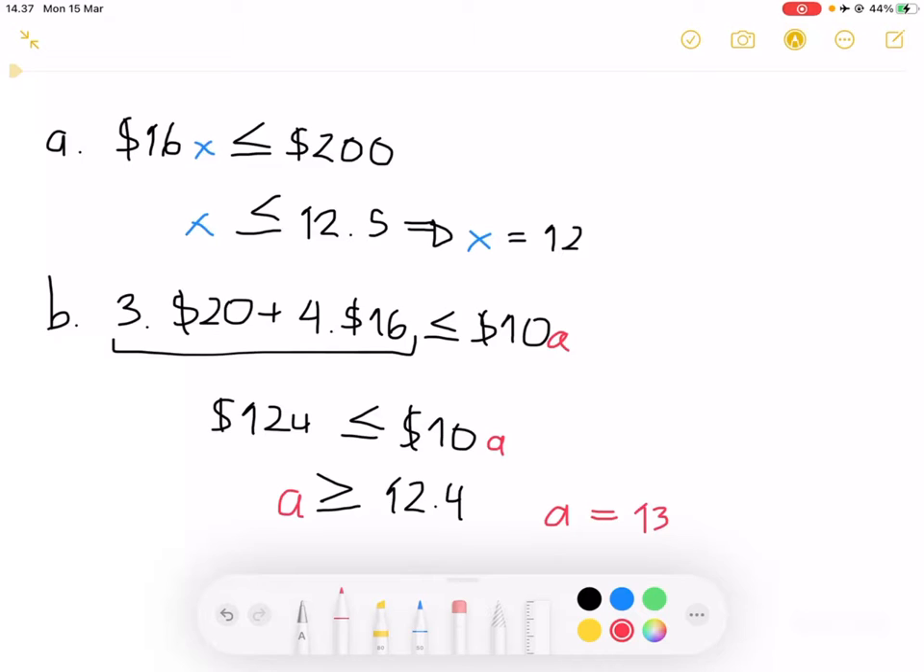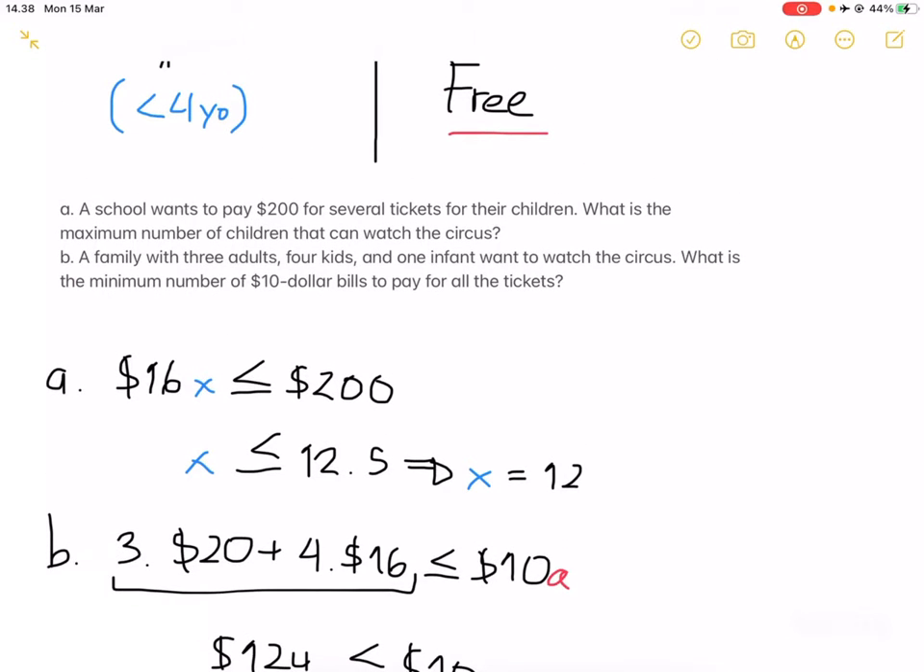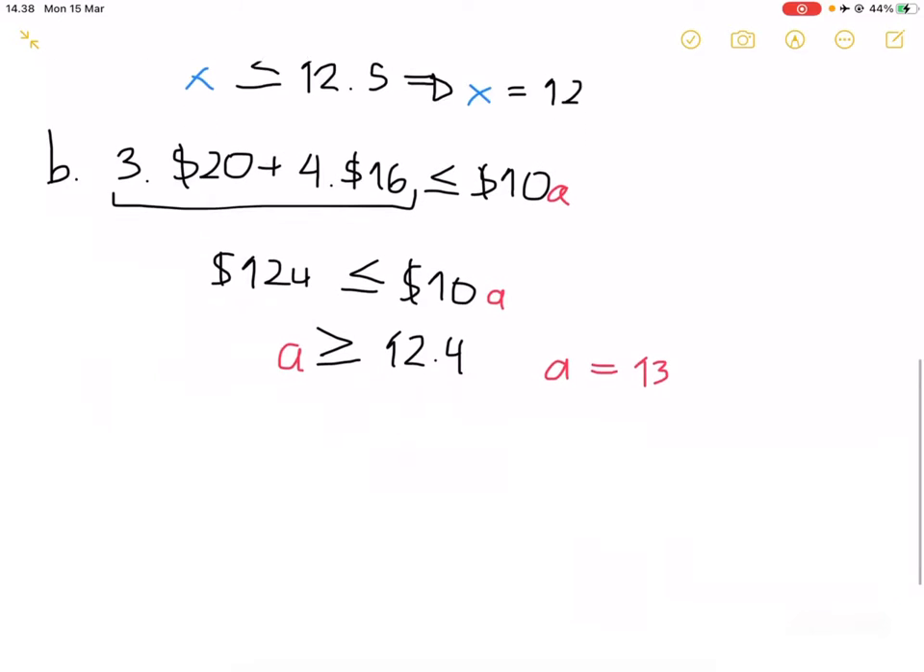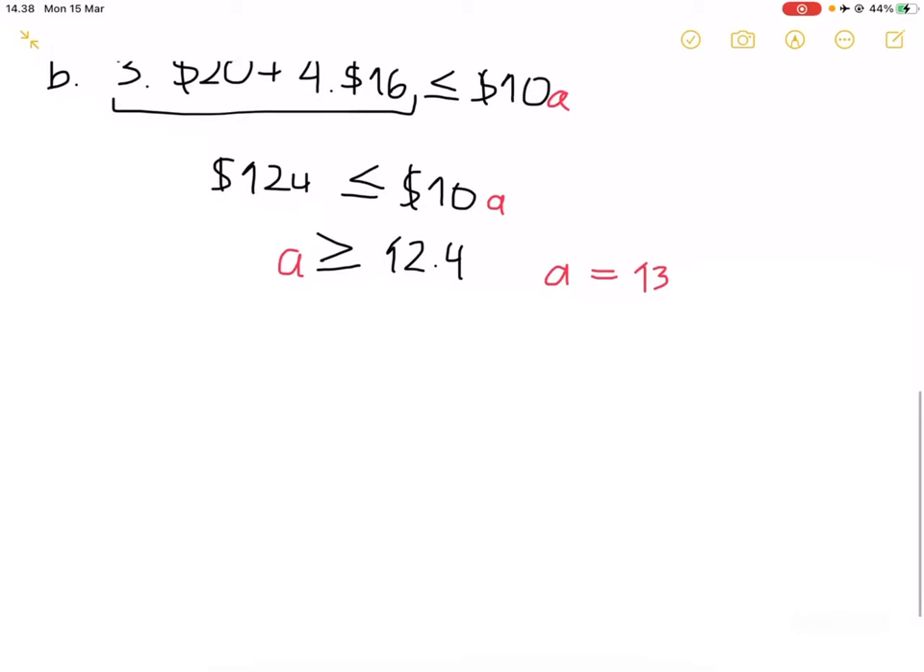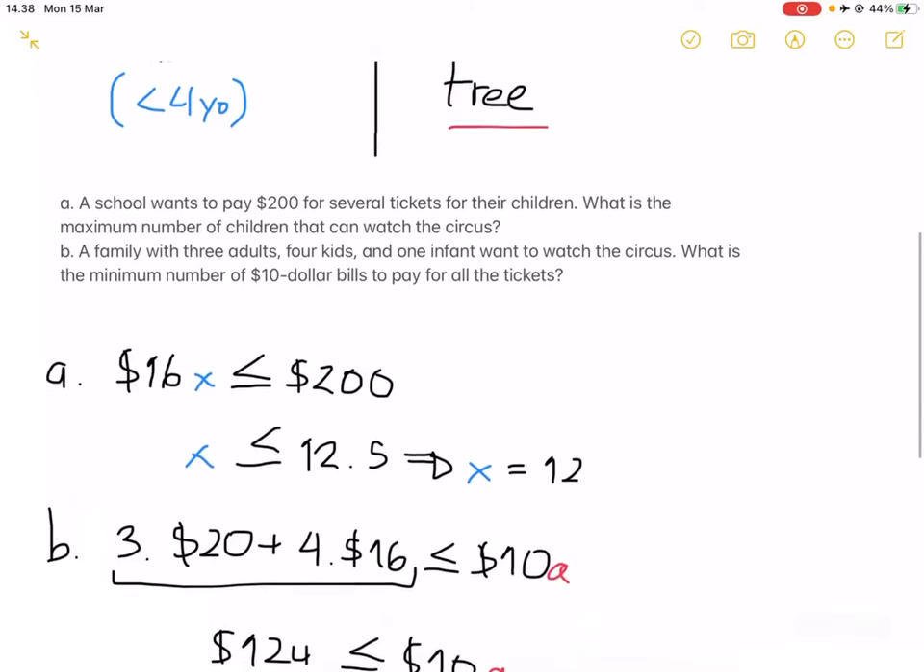And why integer? Well, it won't make sense if you have half a $10 bill. Suppose you have a $10 bill and you cut it in half. Or if you have pi of a $10 bill, that makes even less sense. So we're supposing that the number of dollar bills is an integer, so we suppose that A is equal to 13. So the minimum number of $10 bills to pay for all the tickets is 13.